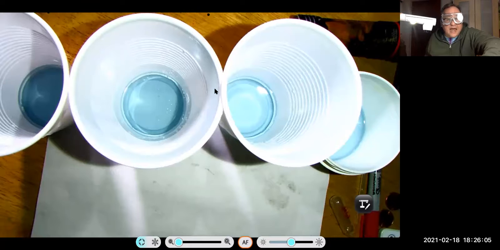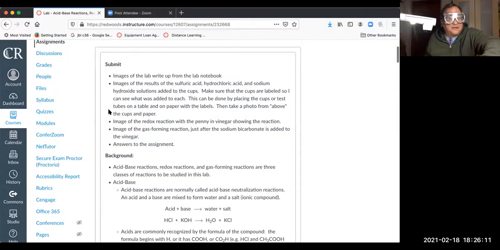So I'm going to go back to the lab, and I'm going to let you read that part again about images of the results of the sulfuric acid. So do you understand the part where I write, then take a photo from above? So pretty simple. Now, the next thing you want to do is you get the 4 cups again, and you actually only need 3. One of them is going to be a control, and 2 of them you're going to do this with.